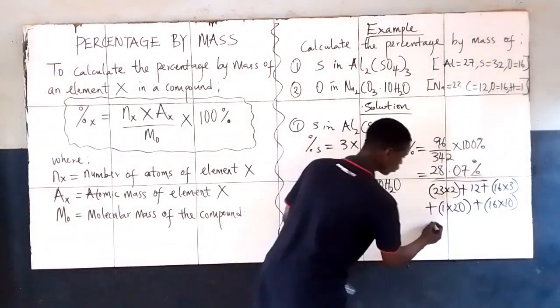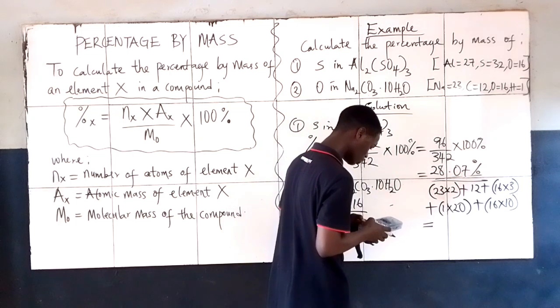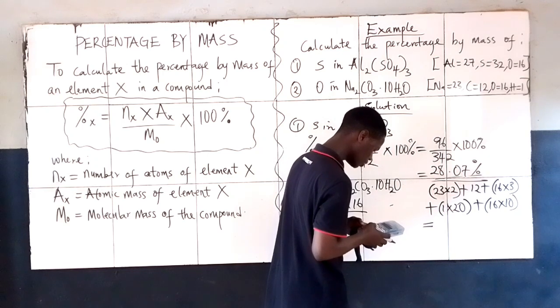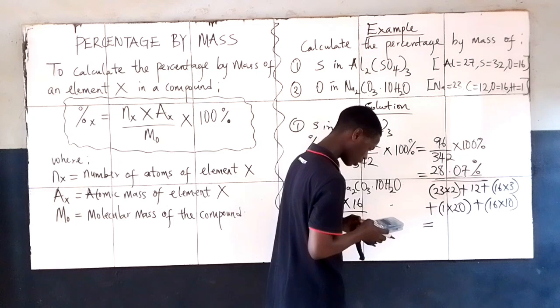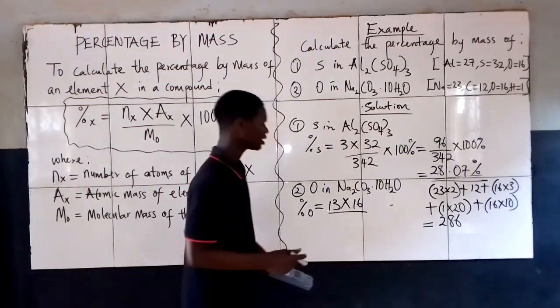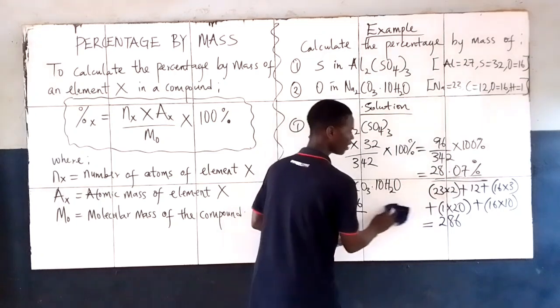Now, if you work these together, let's quickly get the entire answer without wasting time. 23 times 2 added to 12 added to 16 times 3 added to 1 times 20 added to 16 times 10. This is what we have. The answer is 286. So it means that the molecular mass of this compound is 286. So let's clean it now. Now we have the answer.